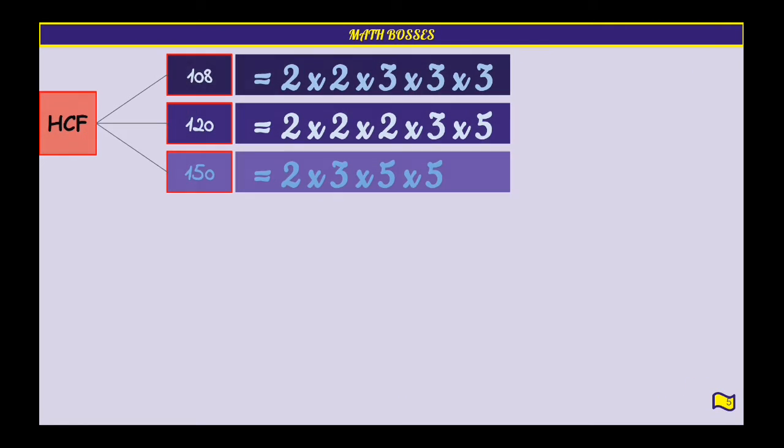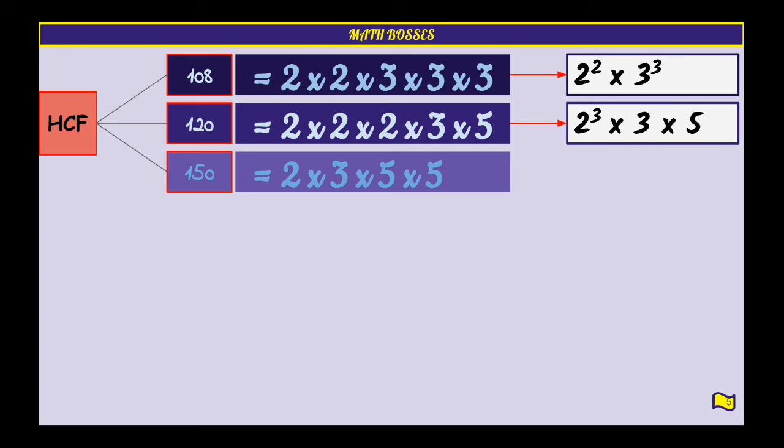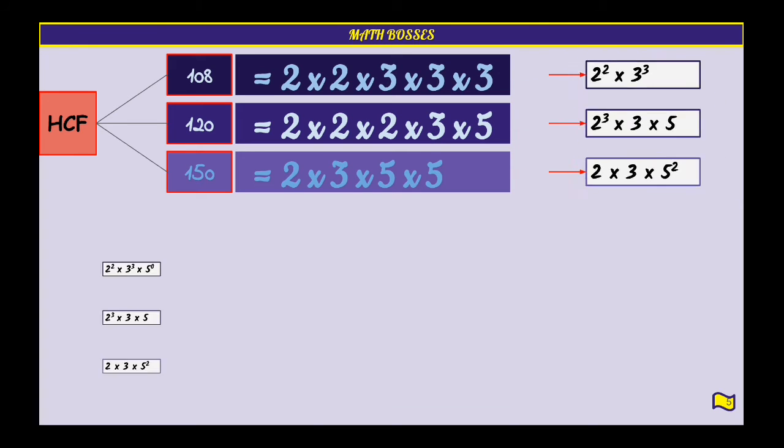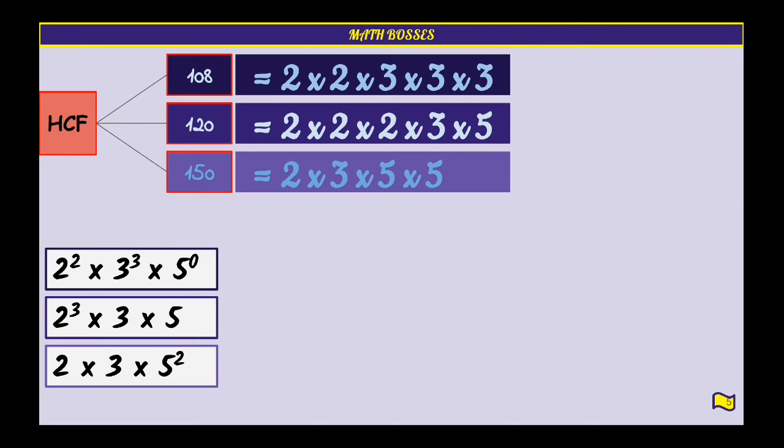Now, given all these, we can express the prime factors of 108 as 2 squared times 3 cubed in index form. For 120 it will be 2 cubed times 3 times 5, and for 150 it is 2 times 3 times 5 squared in index form. Now we can take this and follow the rule we discussed previously.